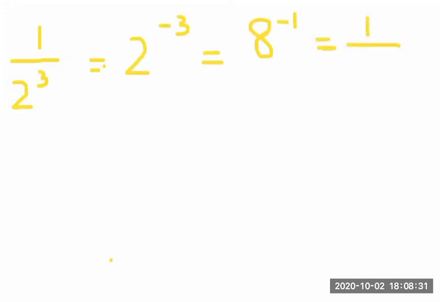What if I have 1 upon 2 cube? I can also express that as 2 power negative 3, or simply 8 power negative 1, because 8 power negative 1 becomes 1 upon 8. So these are all the ways I can express just one value. Why am I expressing it in different forms? It depends on the question I have. If the question has values all in fractions, I can use this value or this value. If the question has values with base 2, then I can use this. If it has values in base 8, then I can use this. That's how we're going to manipulate our term with respect to the question that we have.